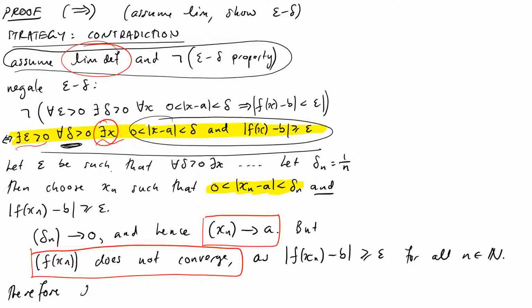Limit exists implies the Epsilon-delta property.